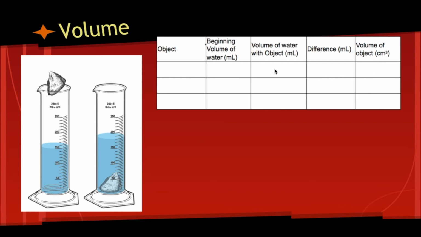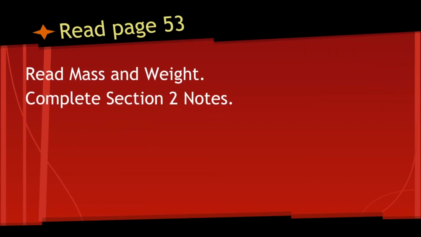What's the difference? You would subtract those two and then take the new reference as your volume of the object, and there's a direct translation between milliliters and cubic centimeters. So the difference was 30 milliliters. The volume would be 30 cubic centimeters for this rock as an example. The increase in the volume of water is equal to the volume of that object.